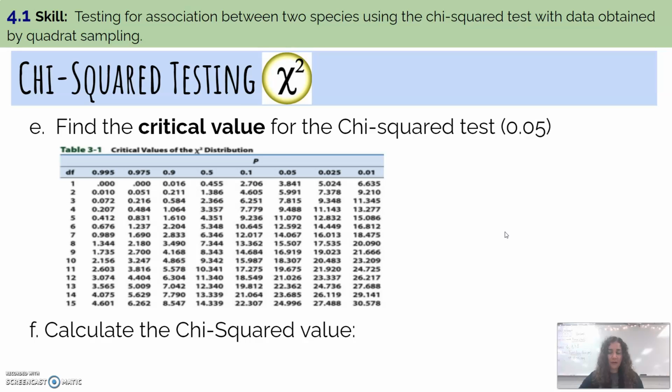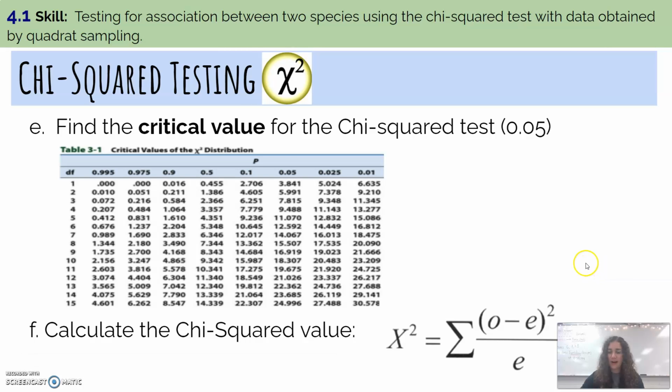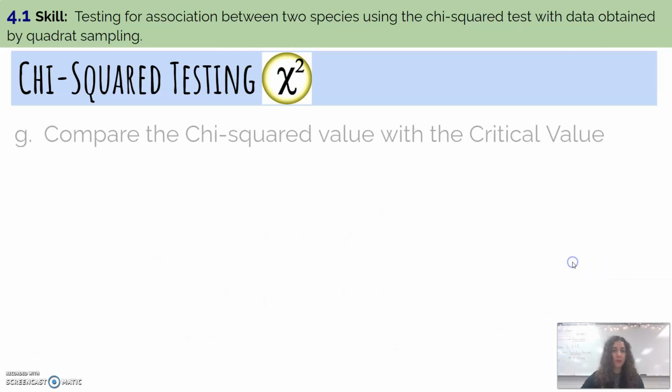So you've got the critical value, it's 3.841. We're just going to keep that in our back pocket. And then you're going to calculate the chi-squared value. There's an equation for that. Chi-squared is represented by the X squared there. So we've got this equation here. You can see it's observed minus expected, squared, divided by expected.